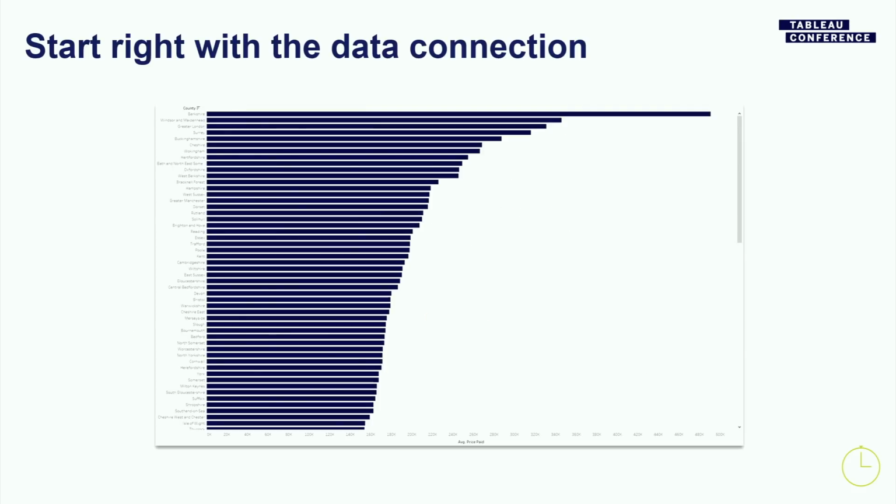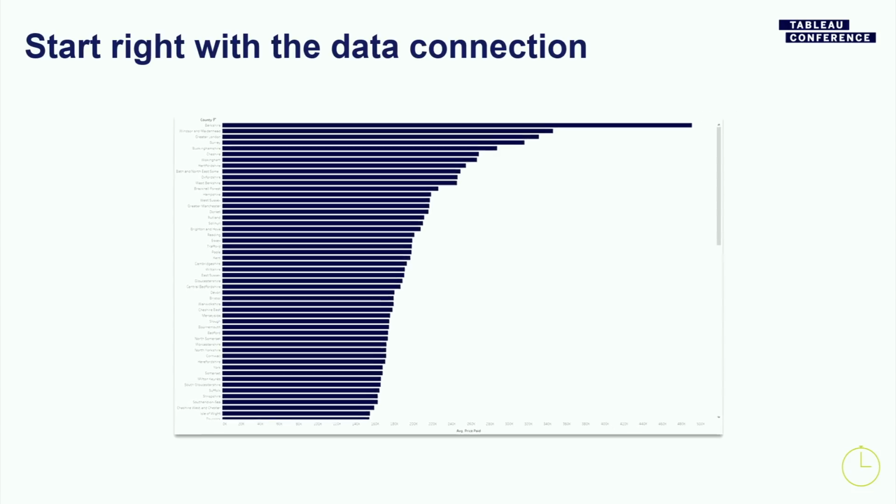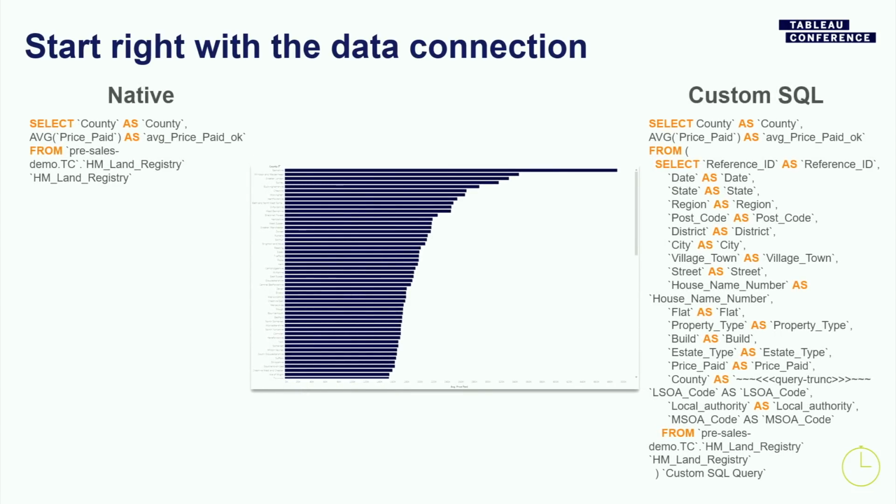Consider this perfectly innocent bar chart. It happens to represent the average price per county, but that's not important. What's important is that it's a very reasonable bar chart to ask Tableau to draw. Now, what you'll see here are two ways in which Tableau will ask the source of data to draw this. So the query on the left is the query that's sent when using the native way of connecting to your data tables, and the query on the right is the query that's sent when using custom SQL.